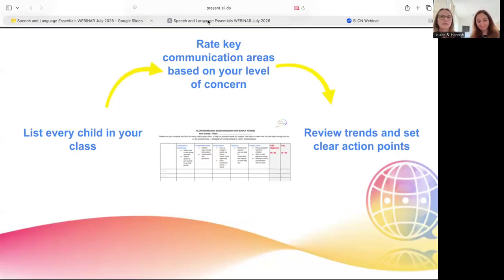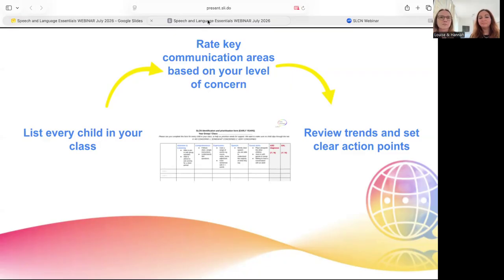So, a few years ago, I created this quick and simple tool where teachers could complete the form based on their level of concern across some key communication areas. Now, we're aware that this is subjective and also could be argued to be a blunt tool, but we have used this really successfully as a starting point for discussions about where our concerns are, whether there are patterns within or across a class, and most importantly, to help identify any child who may currently be slipping through the net.